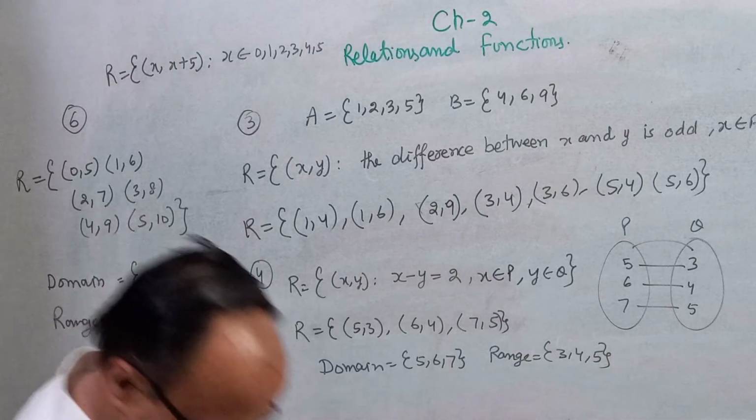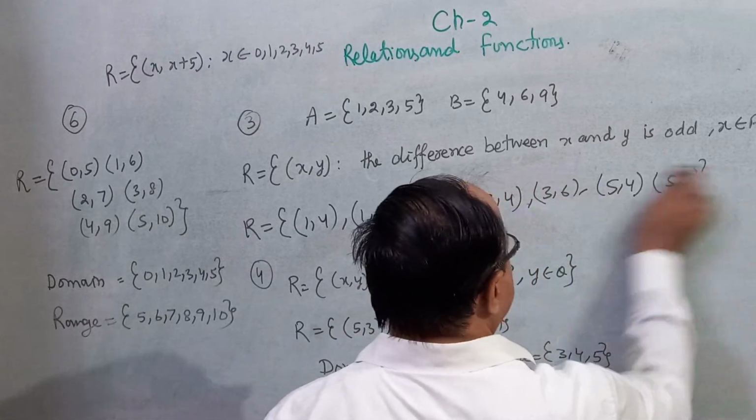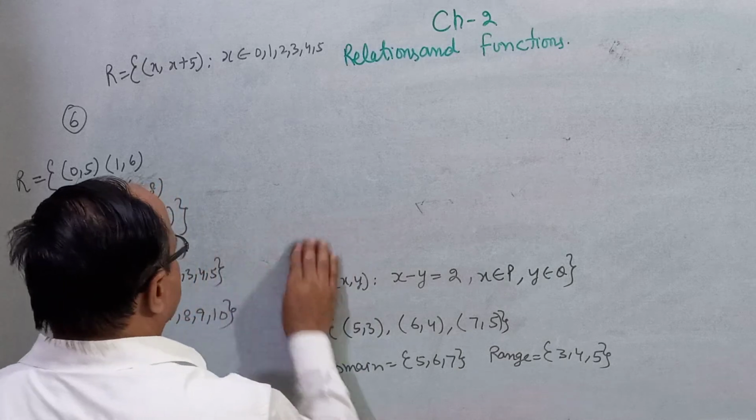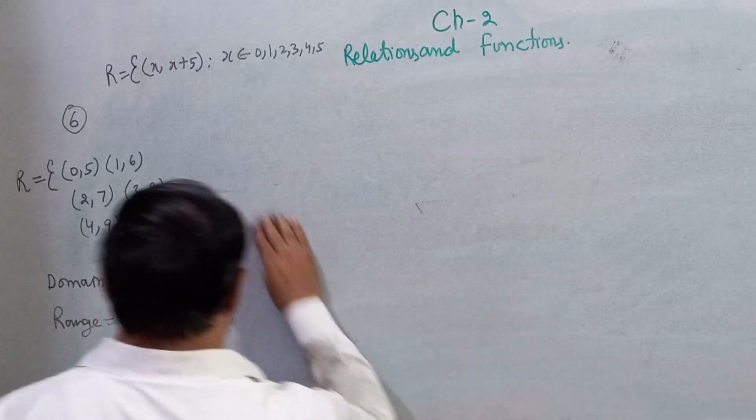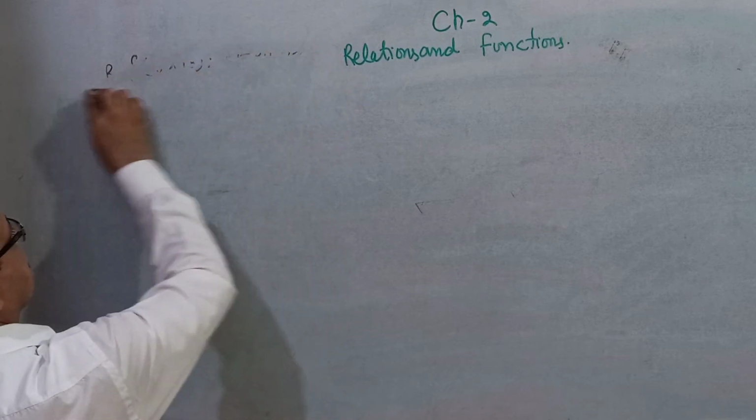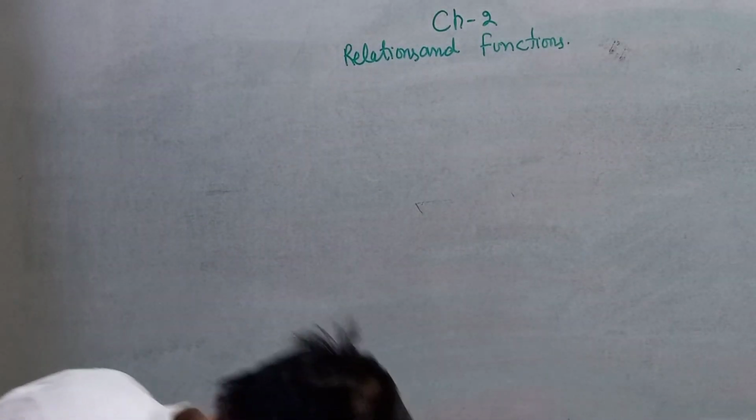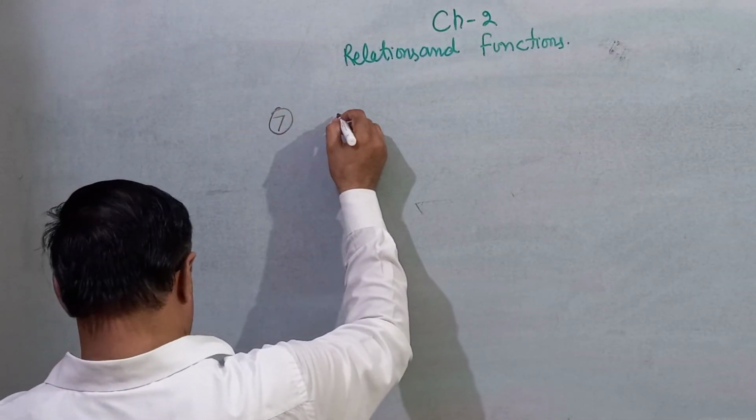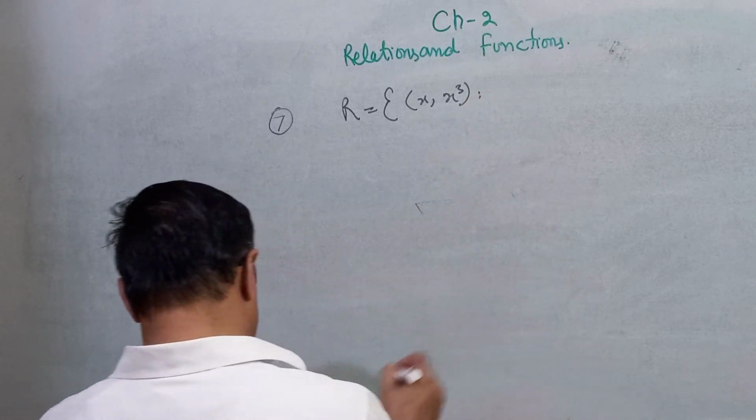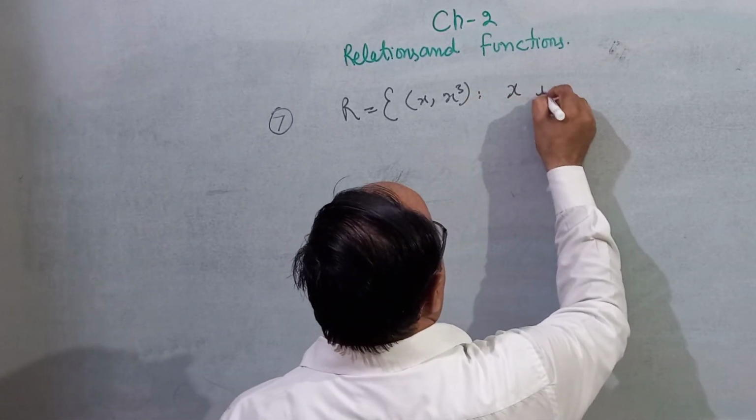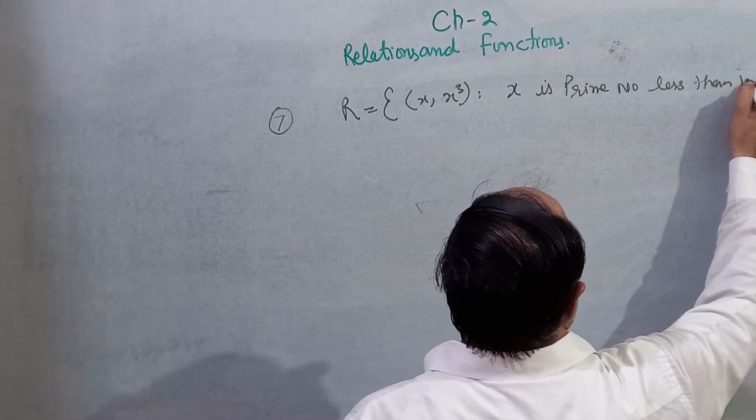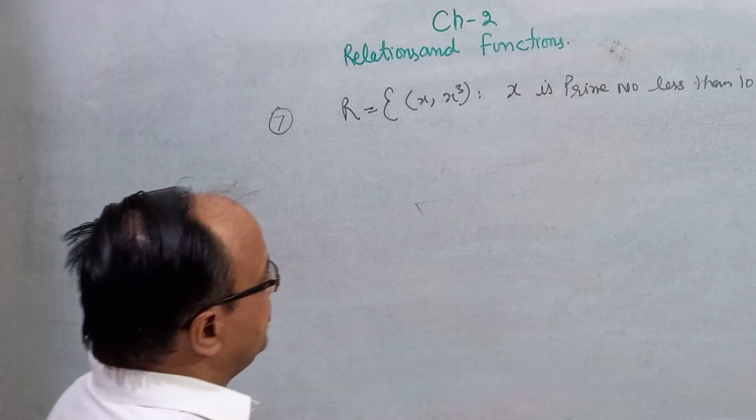Question number 7. The relation is the set of ordered pairs (x, x cube) such that x is a prime number less than 10. Write the ordered pairs in the roster form.